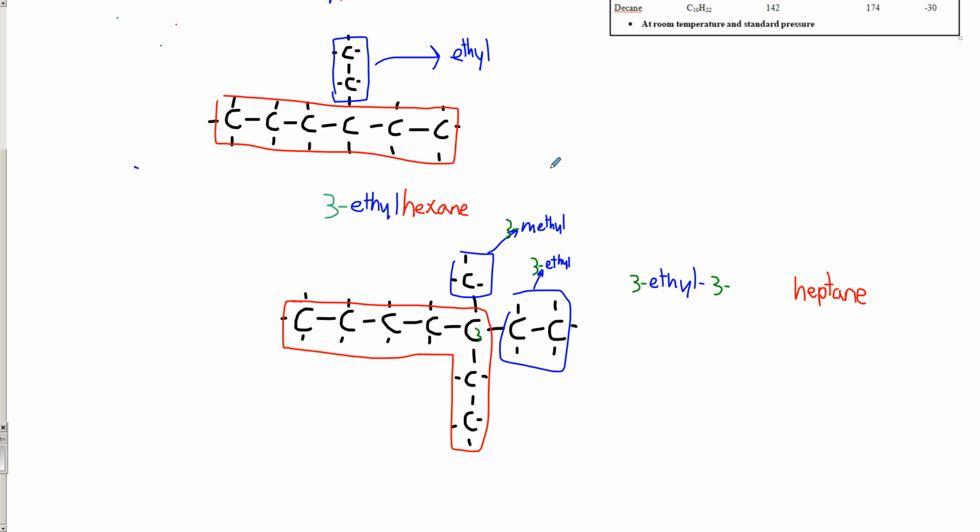Heptane. Let me move those words over so they look like one word, because it should be one word. So 3-ethyl, meaning there's an ethyl group on carbon number 3. 3-methyl, there's a methyl group on carbon number 3. Heptane, there's 7 carbons in the main chain. So not too difficult. I'm going to give you one last example.